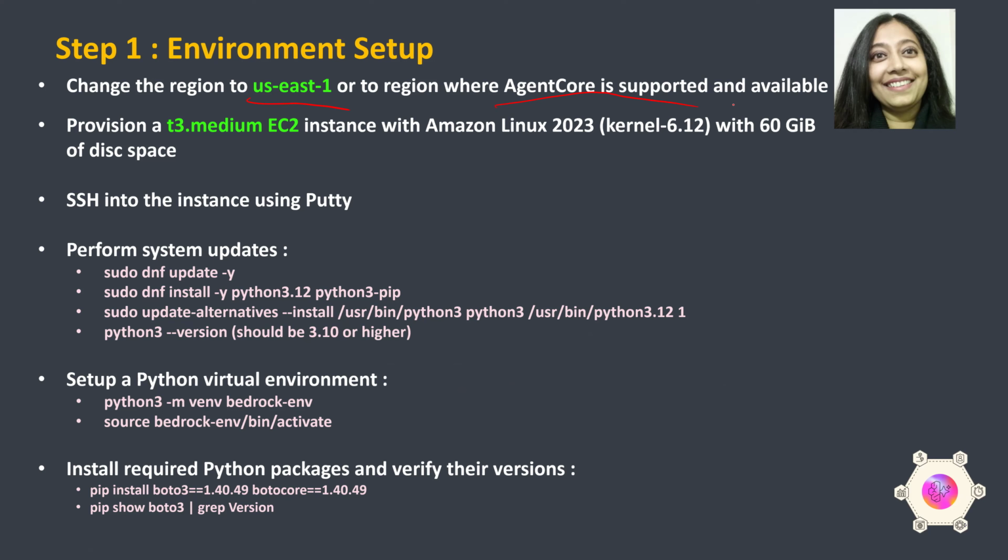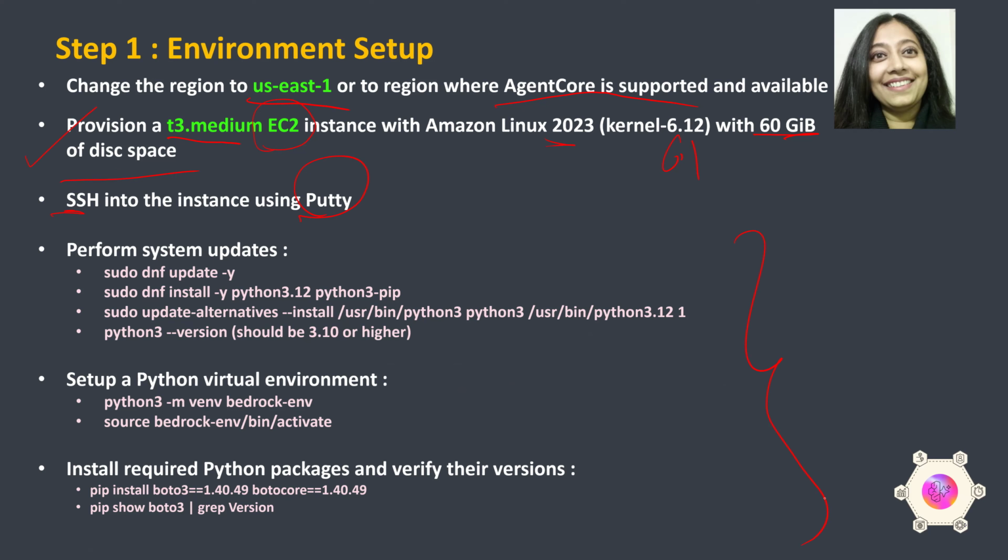I typically like to provision an EC2 instance for most of my labs because I don't like to clutter my laptop. So I will be provisioning a T3 medium instance with Amazon Linux 2023. You can use kernel 6.12 or 6.1 with 60 gigabytes of disk space. Once our instance has been provisioned, we will SSH into our instance using PuTTY, and then we will execute all of these commands to perform system updates, to set up a Python virtual environment, and also install all the required Python packages, including Boto3.